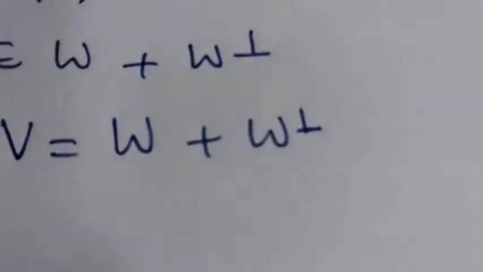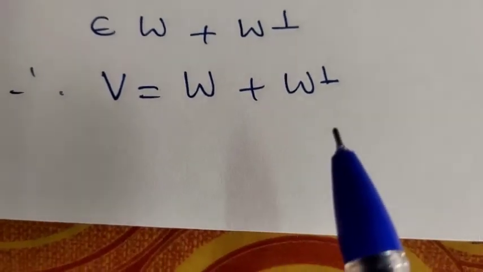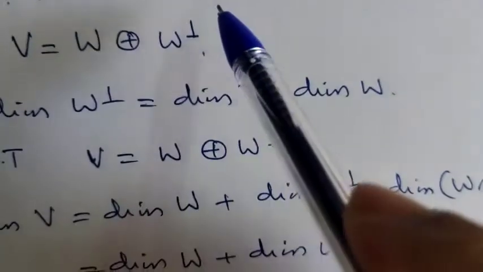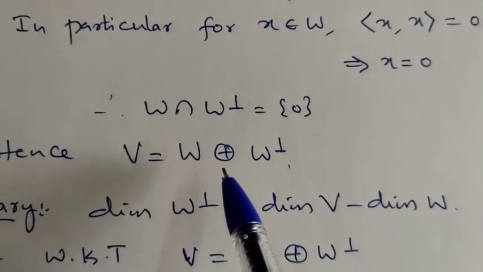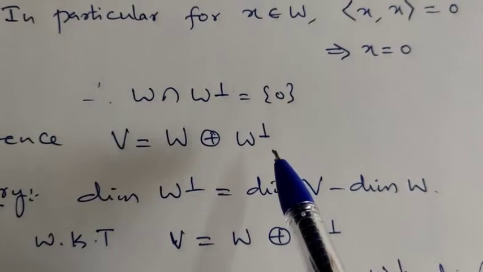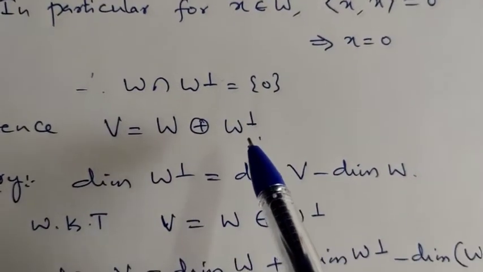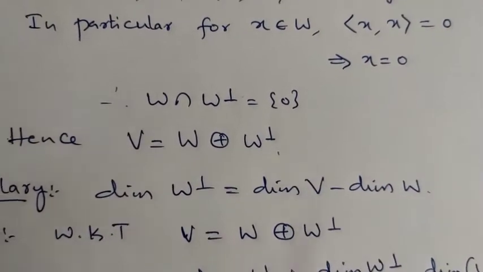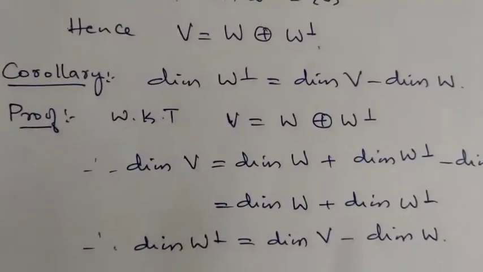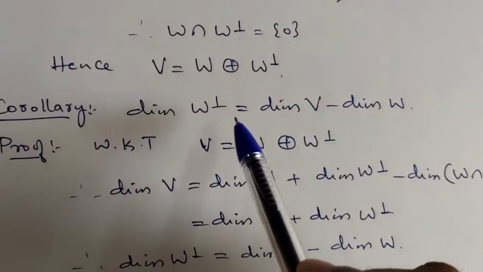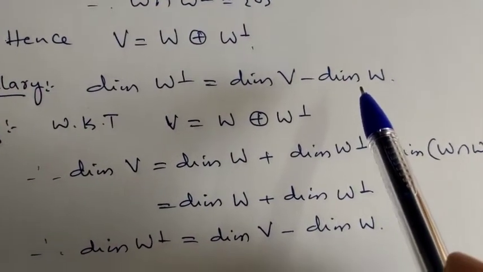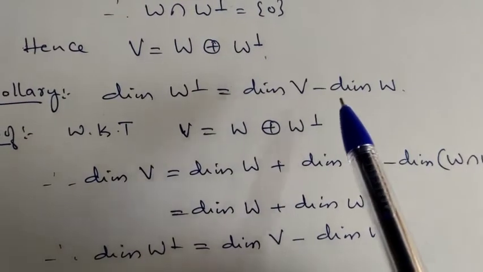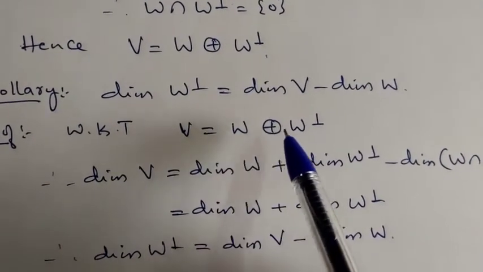Now V is the sum of W and W perp, and their intersection is 0, so by definition V is the direct sum of W and W perp. V is equal to W direct sum W perp. Okay. From this we have a small corollary: the dimension of W perp is equal to the dimension of V minus the dimension of W. This we can declare straight away, because V is the direct sum of W and W perp.